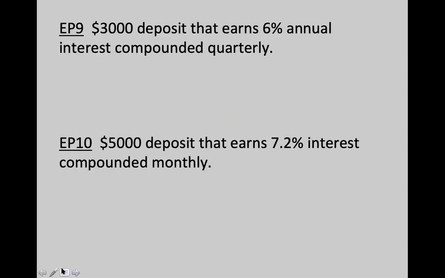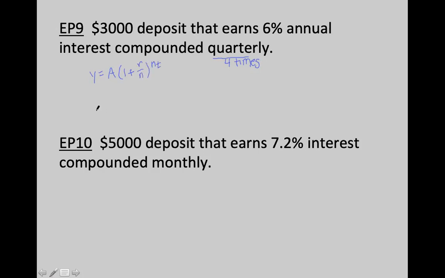All right, let's look at some problems dealing with compound interest. So the first one, it says we have a $3,000 deposit that earns 6% annual interest compounded quarterly. When you see quarterly, that means 4 times per year. It takes a year and divides it into quarters, right? There'd be 4 quarters. So it's compounded 4 times a year. So I'm going to use my compound interest formula. Again, it is Y equals P times 1 plus r over n to the nt. And I'm going to fill in all the numbers.